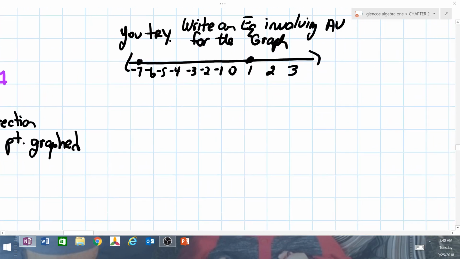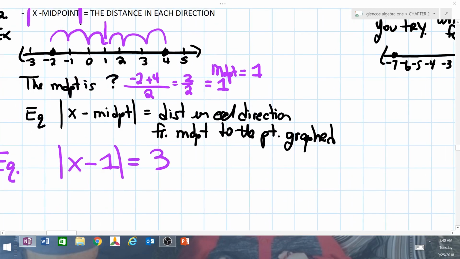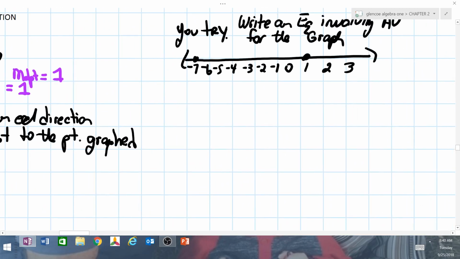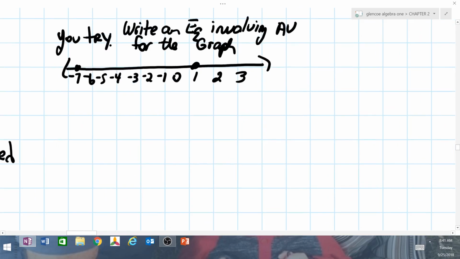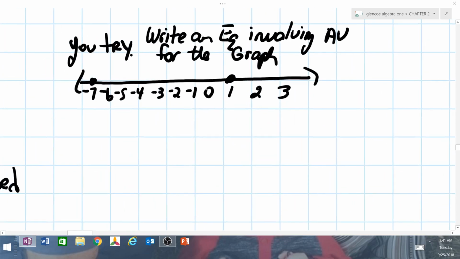So here you go. You try. Write an equation involving absolute value for the graph below. Okay, the 2 points that I graphed were negative 7 and positive 1. So step number 1, find the midpoint.